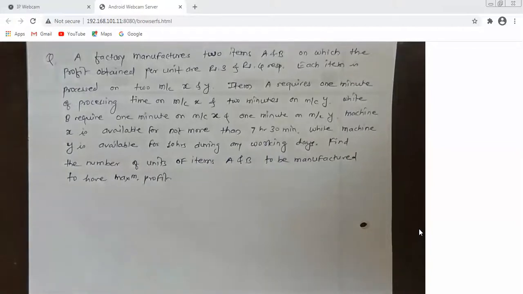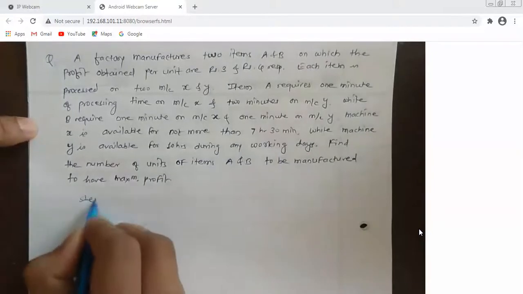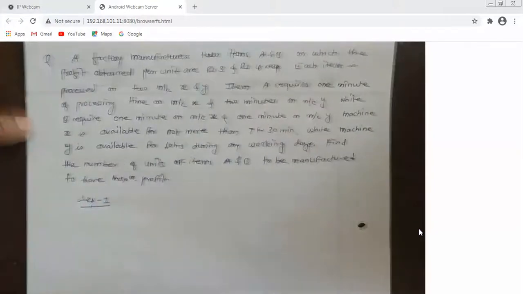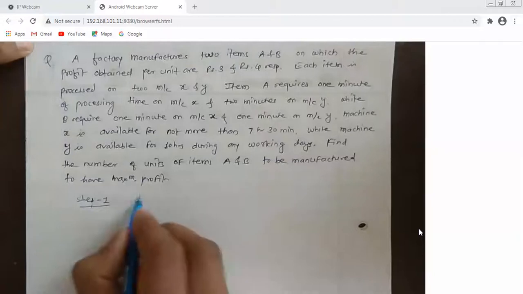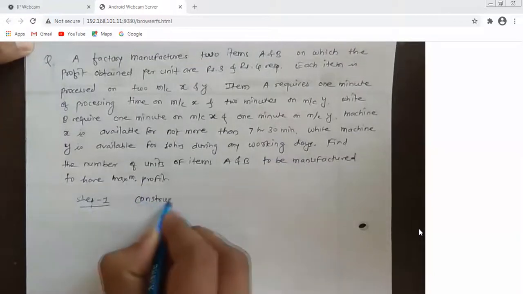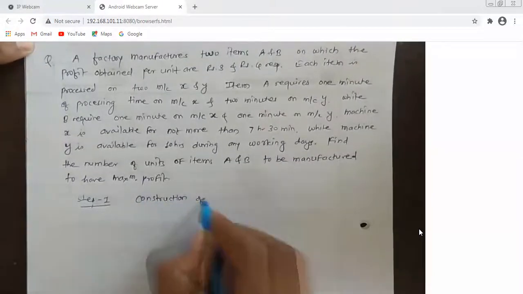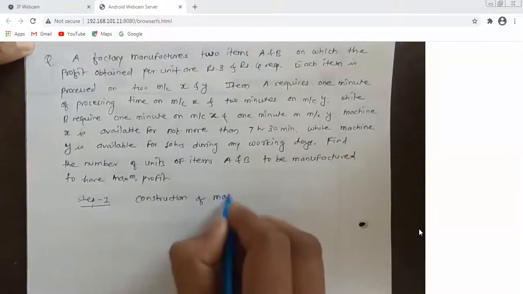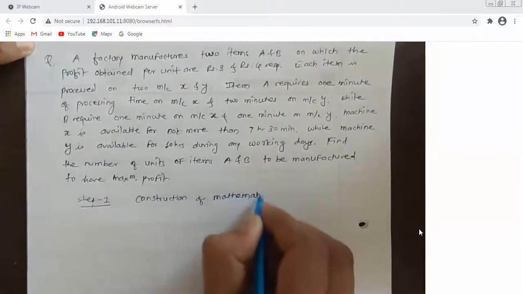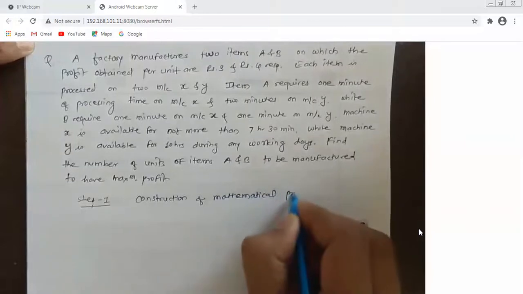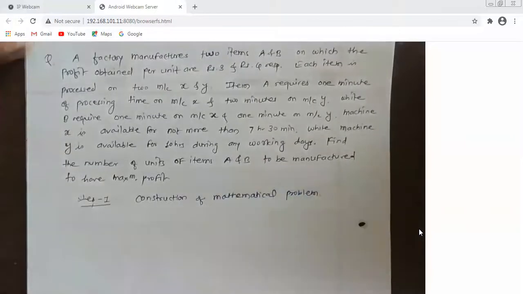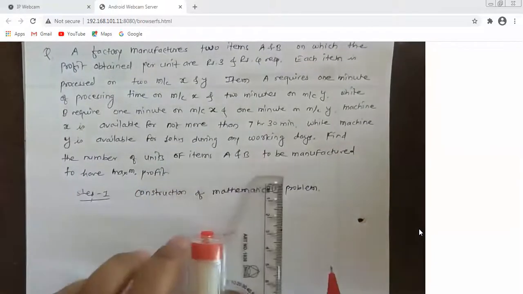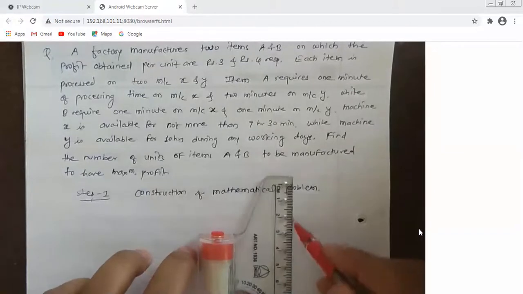So step number 1 will be the construction of the mathematical problem. First of all, we have to put the given question in the form of one table. So I will draw the table.